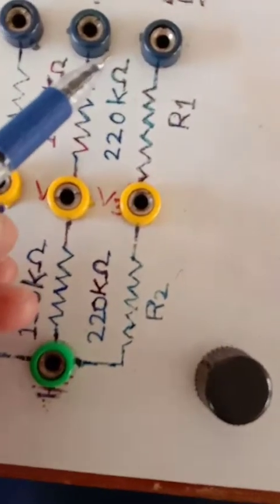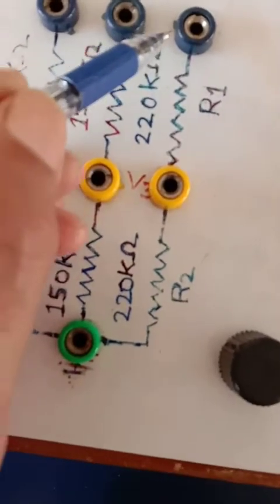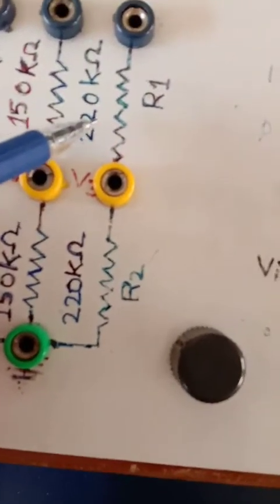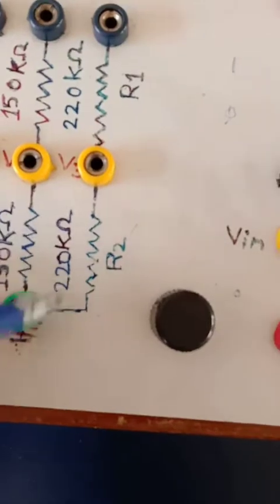Then the third voltage divider branch, see here, 220 kilo ohm resistors are connected in series.